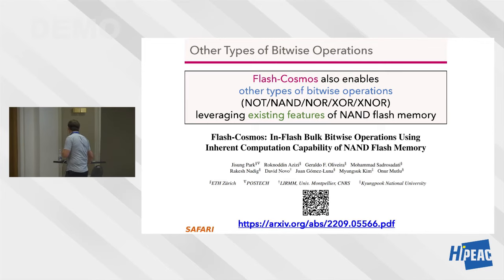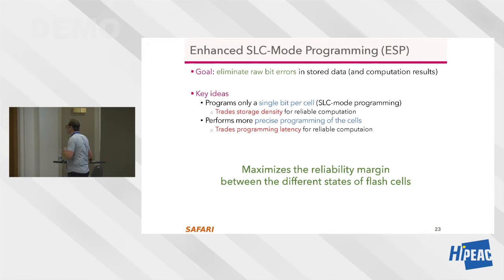So in this work we showed that you could do these reliably, and to make sure you do this reliably, you need to change the Flash programming a little bit. We eliminate all the raw bit errors. We tested a lot of Flash chips in this particular case. I don't have the picture of the infrastructure today, but I'll show you in the RowHammer lectures probably. And we basically do single bit per cell computation. We trade storage density for reliable computation a little bit.